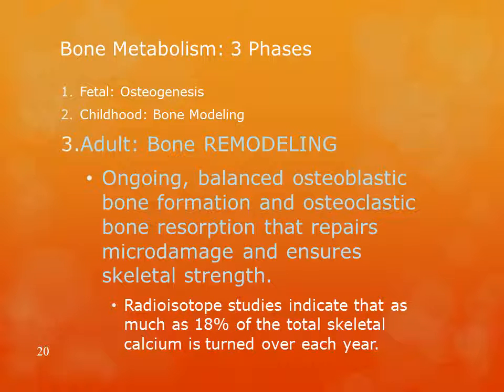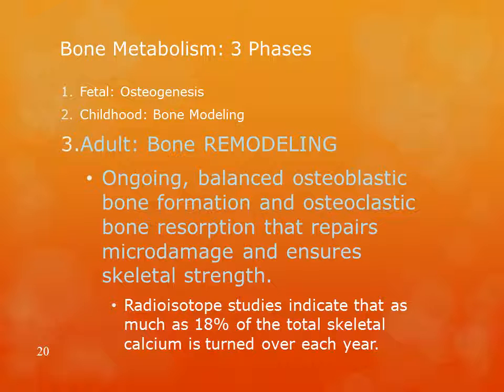A word about bone metabolism. So we've got the 3 phases. The phase where you're creating your bones when you're a fetus. The phase when your bones are growing and modeling as you're a growing child. Once you're an adult, your bones are just kind of there, right? No, they're constantly remodeling. There's this ongoing balanced action between osteoblastic bone formation and osteoclastic bone resorption.